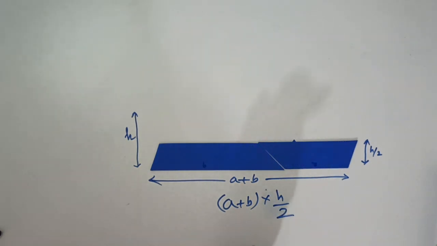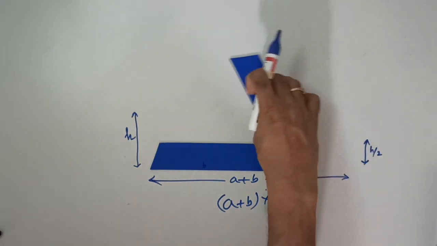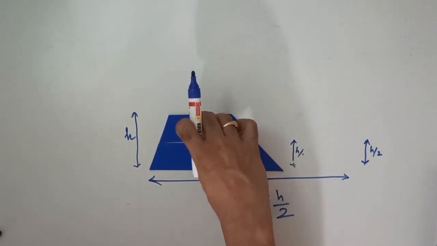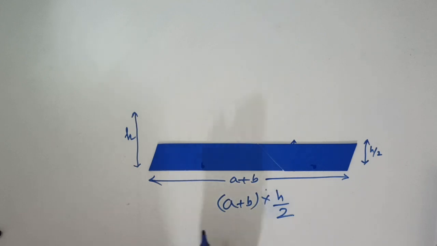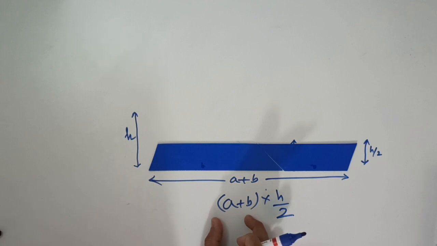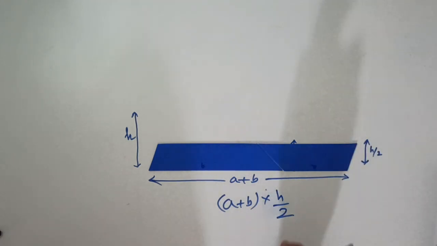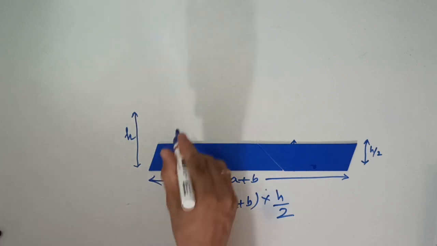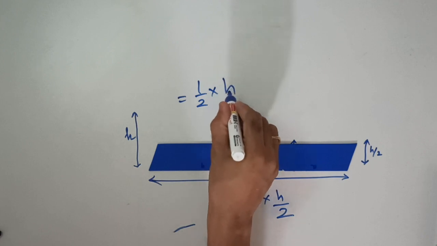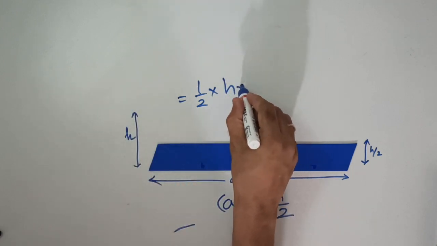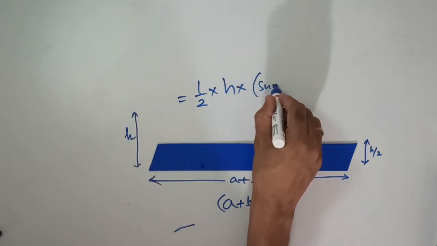So that is same as the area of the trapezium, because we just took this trapezium and we converted it into this parallelogram. So area of the trapezium is nothing but sum of the lengths of the two parallel sides multiplied by height of the trapezium and then divided by two. So we write this as half into h, which is the height of the trapezium, into sum of the parallel sides.